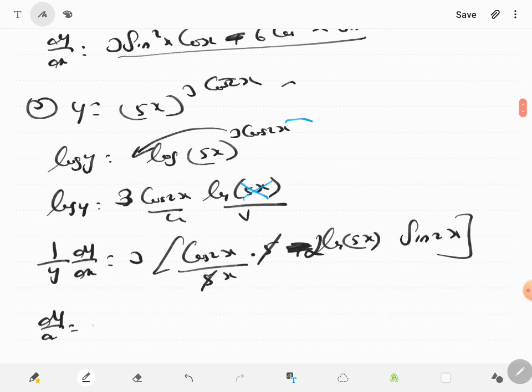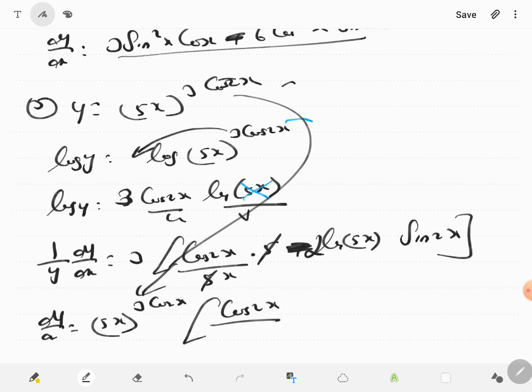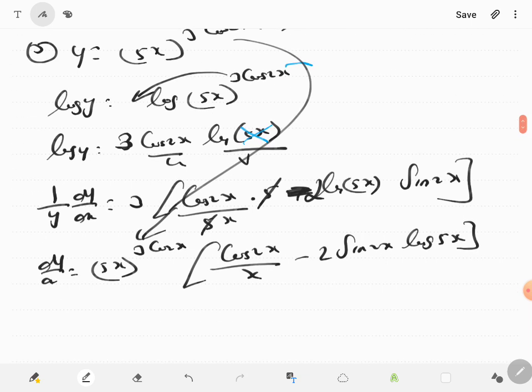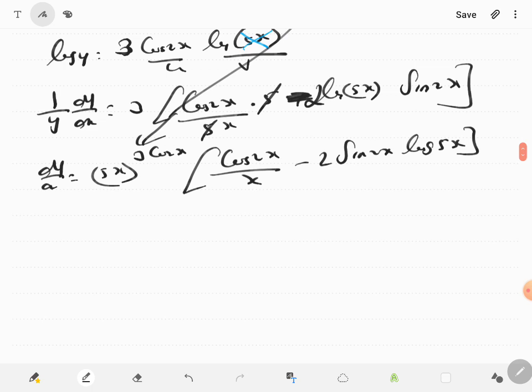Dy by dx itself is y into that, and y is nothing but from the question. You can substitute (5x) the whole to the power 3 cos 2x into (cos 2x by x minus 2 sine 2x into log of 5x). You can take x as LCM, do whatever. So that's about it. Let's leave it. You can check your book back answers, solve it further if required. Let's go to the next question, which is the fourth question.